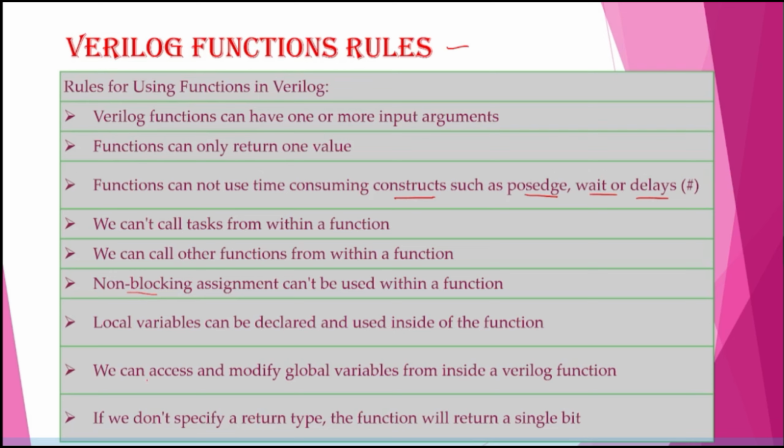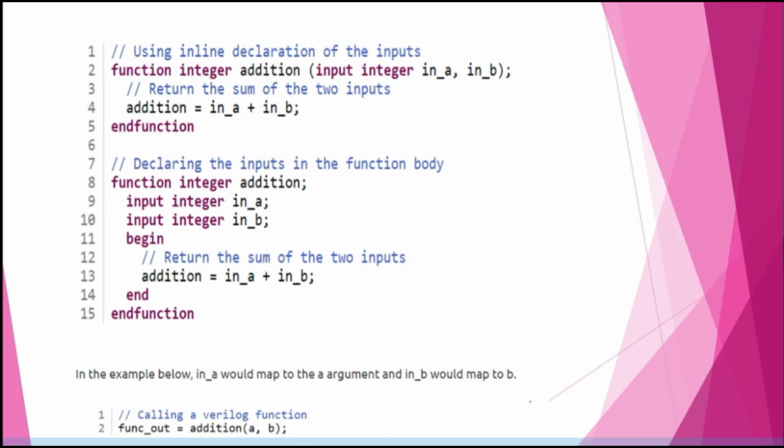Clear? Yes, we can access and modify global variables from inside a Verilog function. If you are declaring some variables like x and y in your module, you can change those values from the function, and the values there will also get changed. Hope you got my point. If you don't specify a return type, the function will return a single bit, like 0 or 1. So this is what a function is.